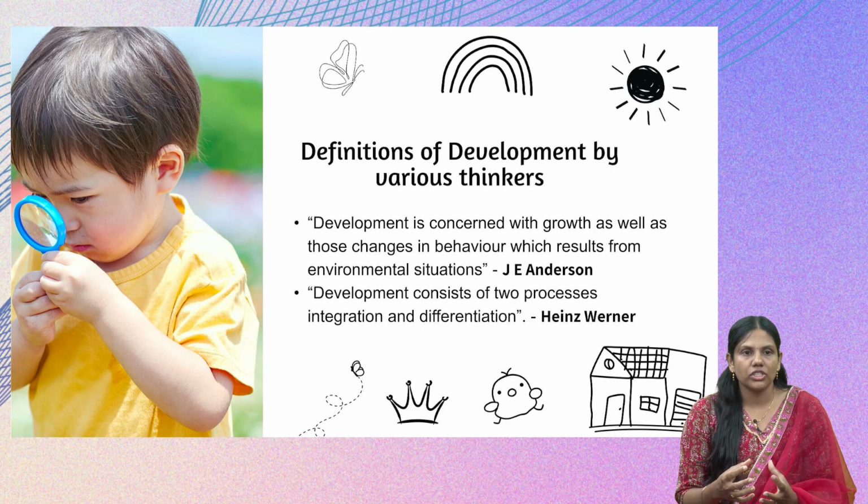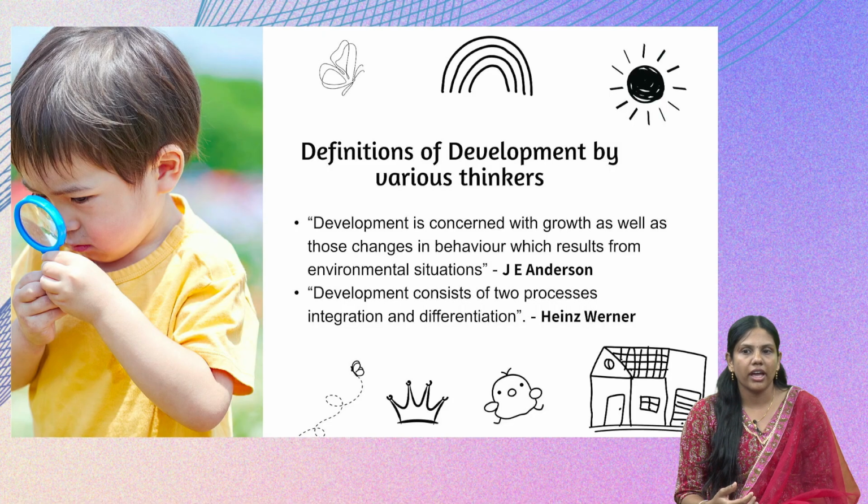For example, the child who has a good or positive environment with love and care is seen to develop more confidence. But in the same way, if the child is always scolded or punished, the child may end up having an inferiority complex, fear, or anxiety. So this is how the environment also affects the development process.